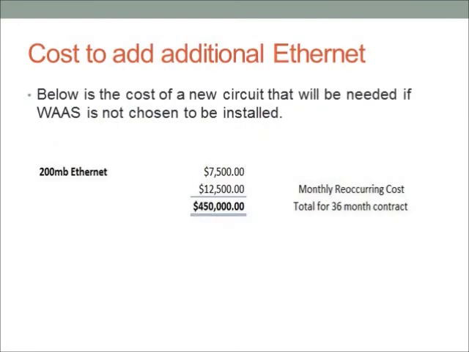So compared to the cost of adding a WAS, an additional Ethernet circuit, as you can see, requires a 36-month contract. There's a one-time charge of $7,500 for an installation, and then the monthly recurring cost is $12,500, for a total of $450,000. This is for 3 years.